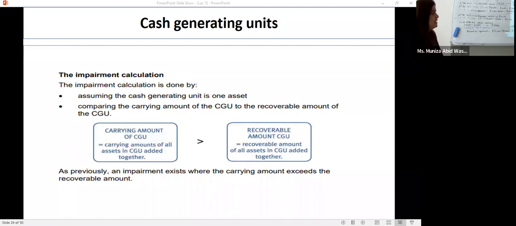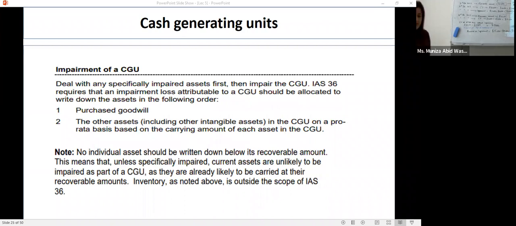As previously, an impairment exists when the carrying amount exceeds the recoverable amount. And students, what is the recoverable amount? Greater of value in use and NRV. Very good. Now, impairment of CGU. How are we going to account for the impairment of a CGU? If you find that the carrying value of the CGU is more than the recoverable amount, how are you going to account for it?